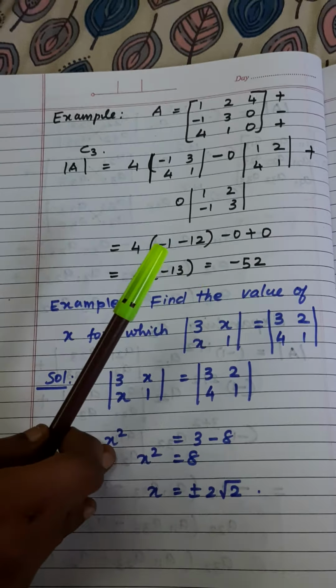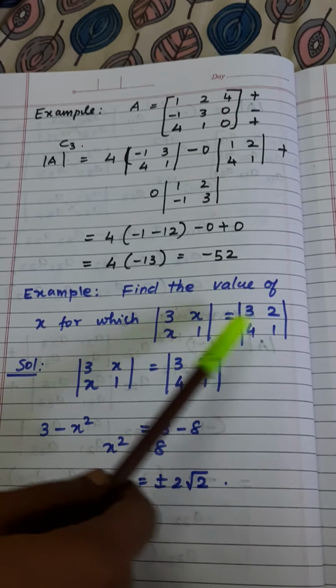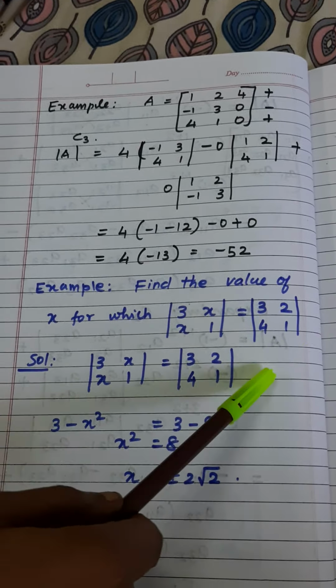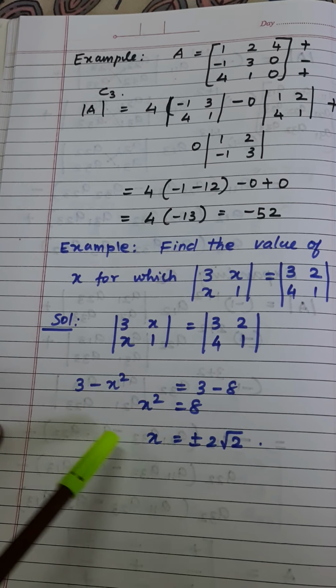Okay, now we'll see the next example. Find the value of x for which the determinant of 3, x; x, 1 is equal to the determinant of 3, 2; 4, 1. We cannot equate the respective elements, whereas in a matrix you would equate the respective elements. When you equate the elements, you get x equal to 2 and x equal to 4, two different values. But here what is given is that the determinant of this is equal to the determinant of this. So first find the determinant of the LHS and RHS, then solve the equation.